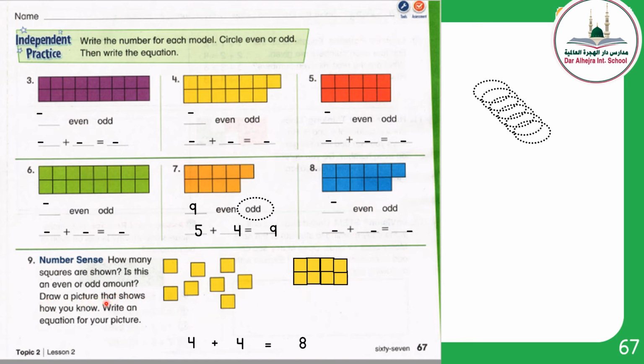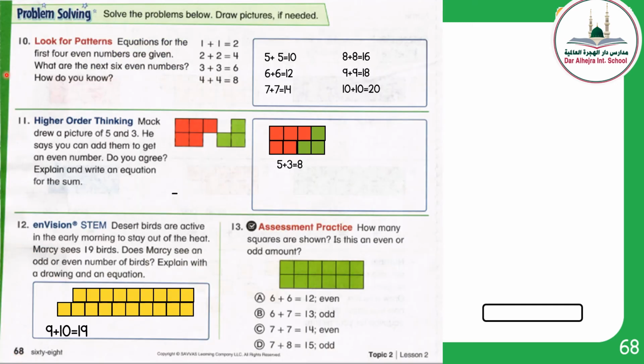Draw a picture that shows how you know. Here I've drawn the picture. Write an equation for your picture. I can even show with the help of an equation that in each row there are 4. So 4 plus 4 equals 8. On page number 68 we have got some word problems.